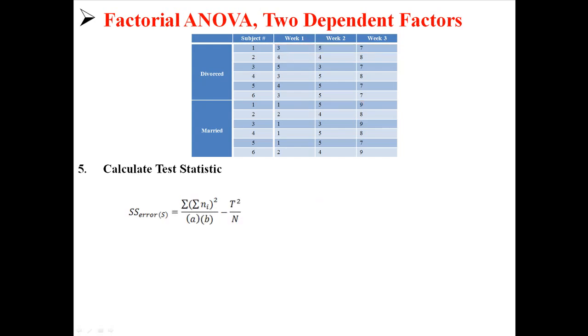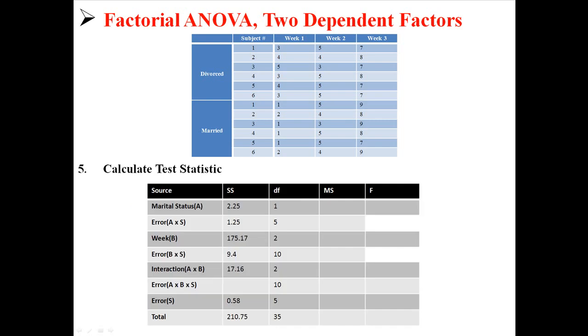Now we're getting pretty close to being done. We just need to find sum of squares error for subjects. Now this equation should be pretty similar, pretty simple. We've already found all that stuff, right? We don't need to do any additional work. We just have to plug in stuff we've already found. And we get our sum of squares error subjects of 0.58.